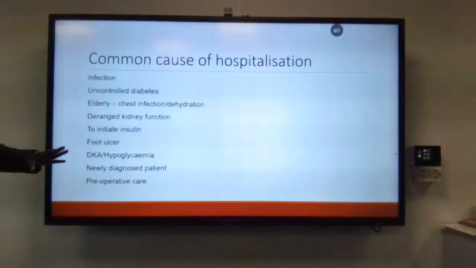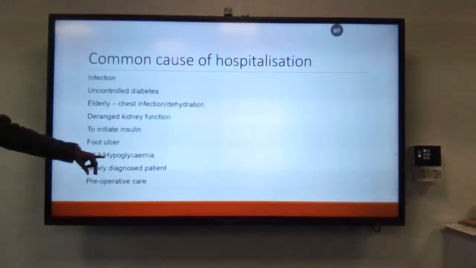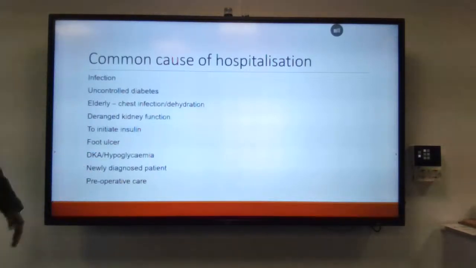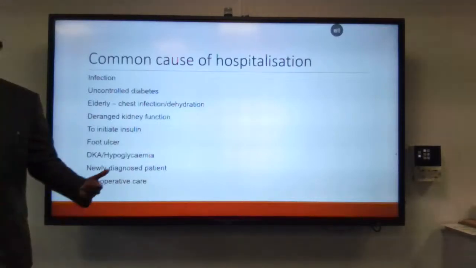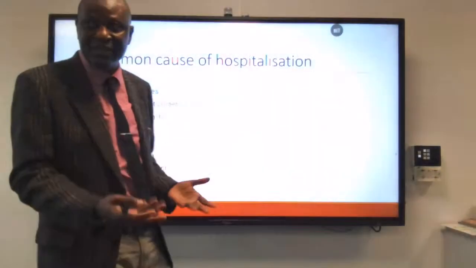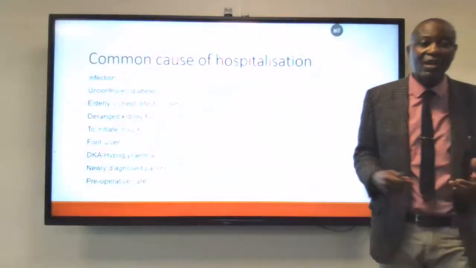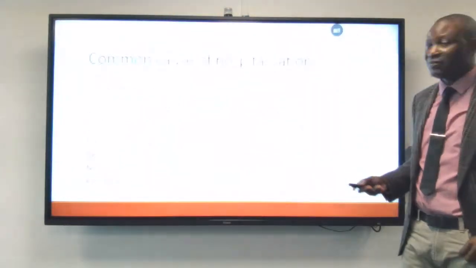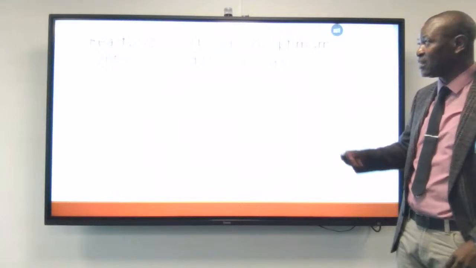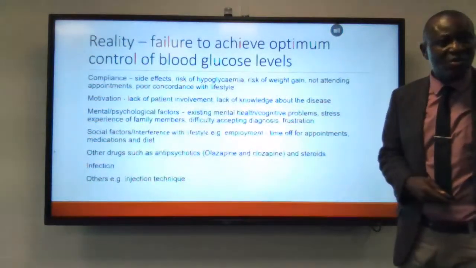Foot ulcer, with a lot of amputations. DKA and hypoglycemia, the commonest acute complication. When people are newly diagnosed, again, lack of knowledge. And occasionally, people will come for preoperative care. Take for example someone who comes in as a day case: if it's a patient with diabetes, we want them to be in, check things and make sure that you have a proper preoperative assessment. Occasionally, things will still not go according to plan.